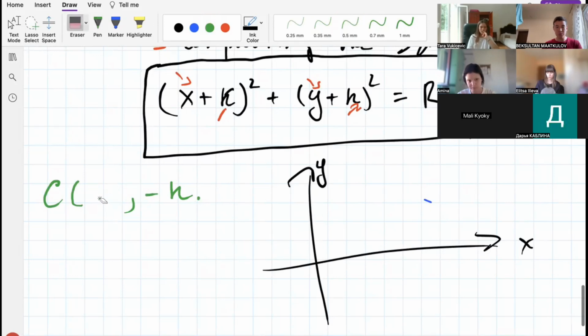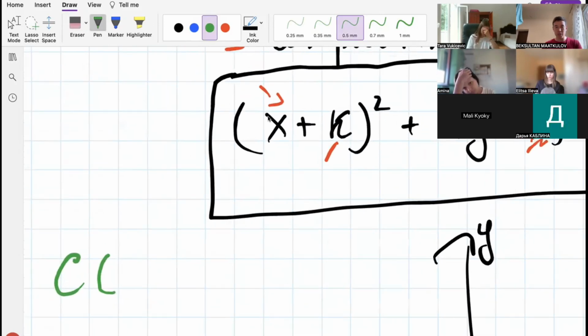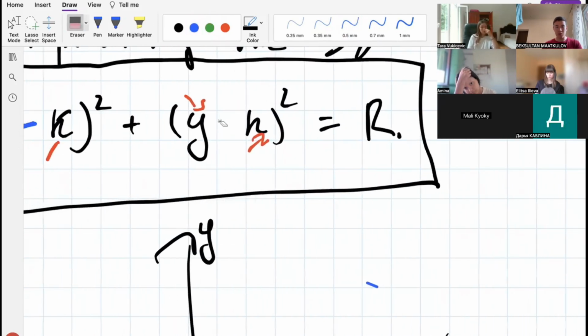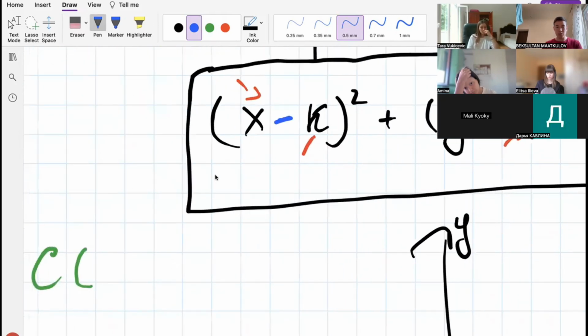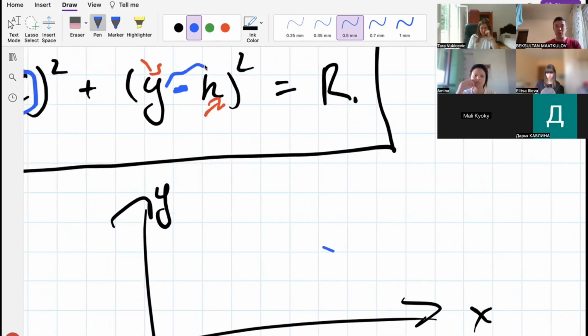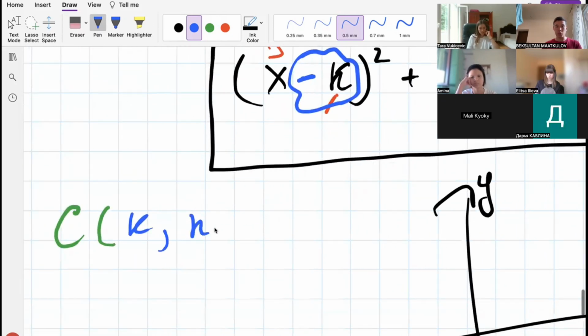Or not to confuse you, we can just change the sign. So instead of plus, let's add minus here and minus here, so it's easier to understand. So in this case, the center of the circle will be k with opposite sign. Your k was negative, so the center of the circle on the x-axis will be just k. And then here your h was negative, so it will be just positive h. And if your k is positive, the center will be negative k, and the same with h. So these are the x coordinates, and this is the y coordinates.